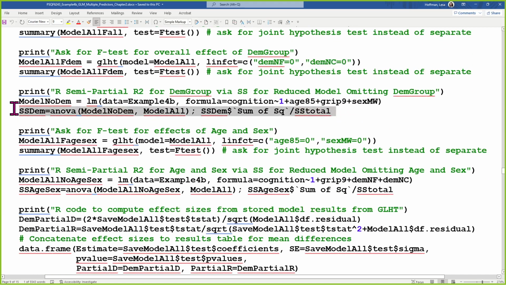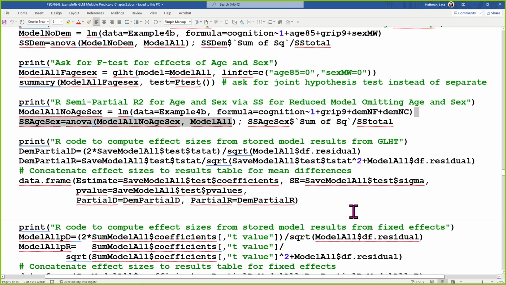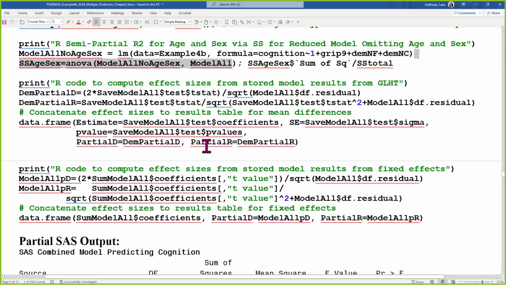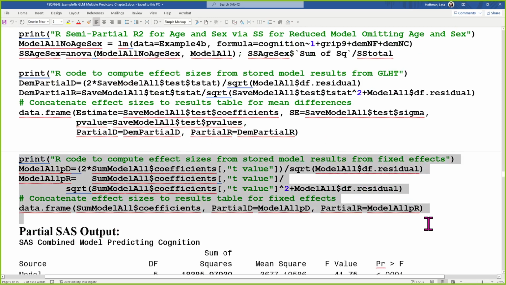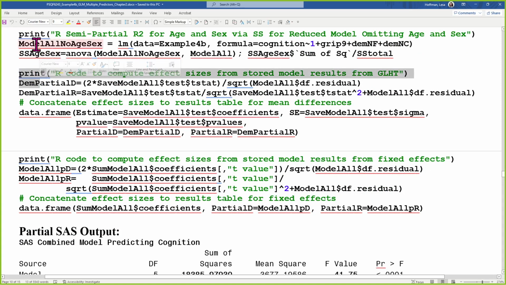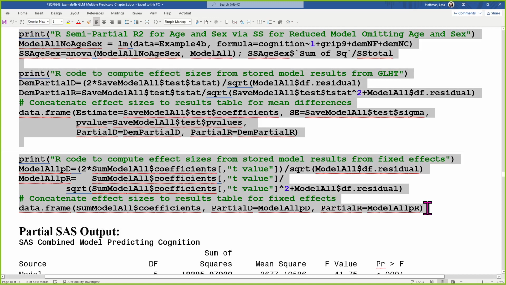I'm then getting a semi-partial eta square. You don't have to do this part, but I wanted to show you how for the dementia group differences as the omitted terms. And then here's the one that lumps together age and gender as a separate hypothesis test and the corresponding sums of squares for that. And then last but not least, I'm getting effect sizes from the GLHT table that has the third estimate I was interested in for dementia, as well as for the stored model results. So you do not need to do any of that, R users. I just wanted you to have an example of what it would look like.